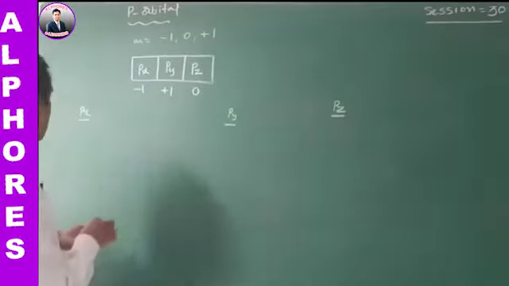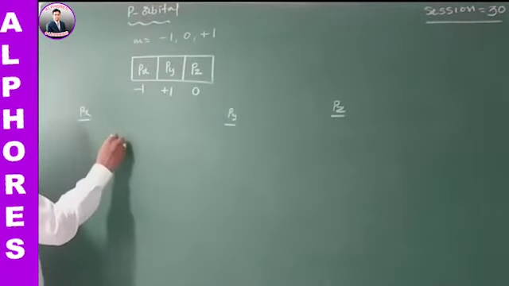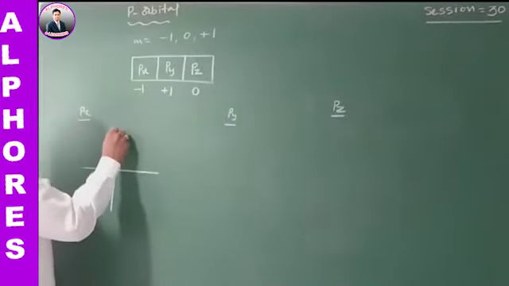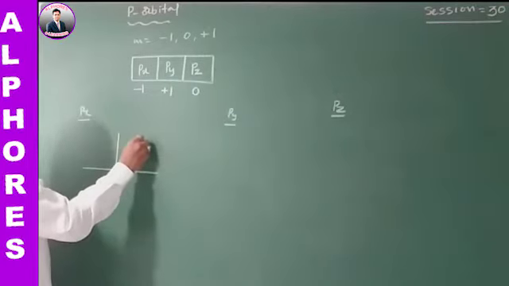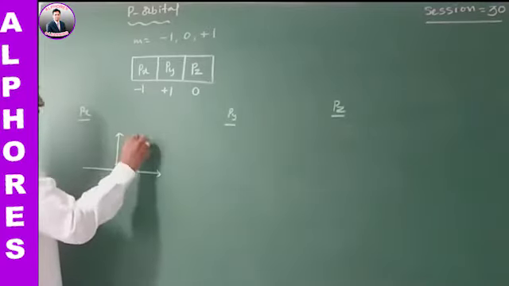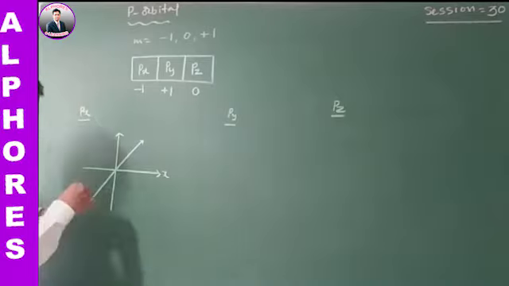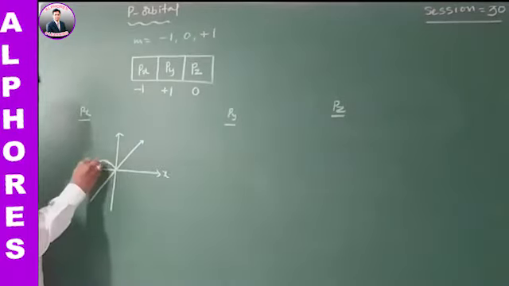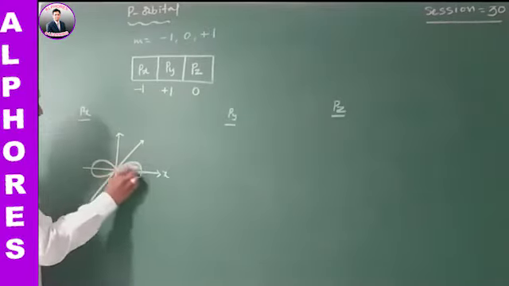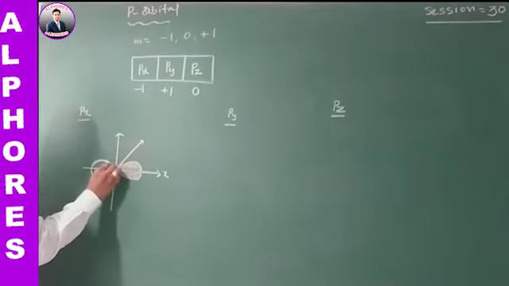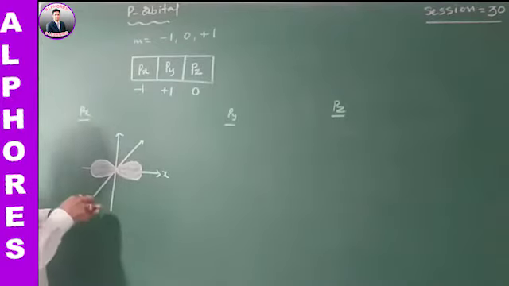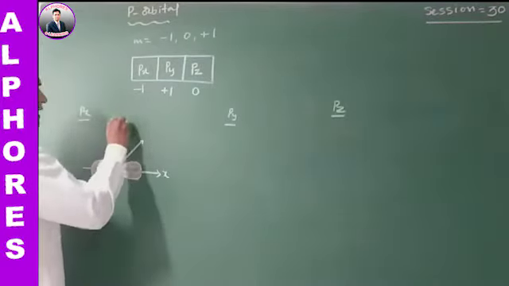The px orbital is the p orbital in which the two lobes are oriented along the x-axis. That means the probability of finding the electron is maximum along the x-axis. That is called the px orbital. Now here we have the y-axis and z-axis.